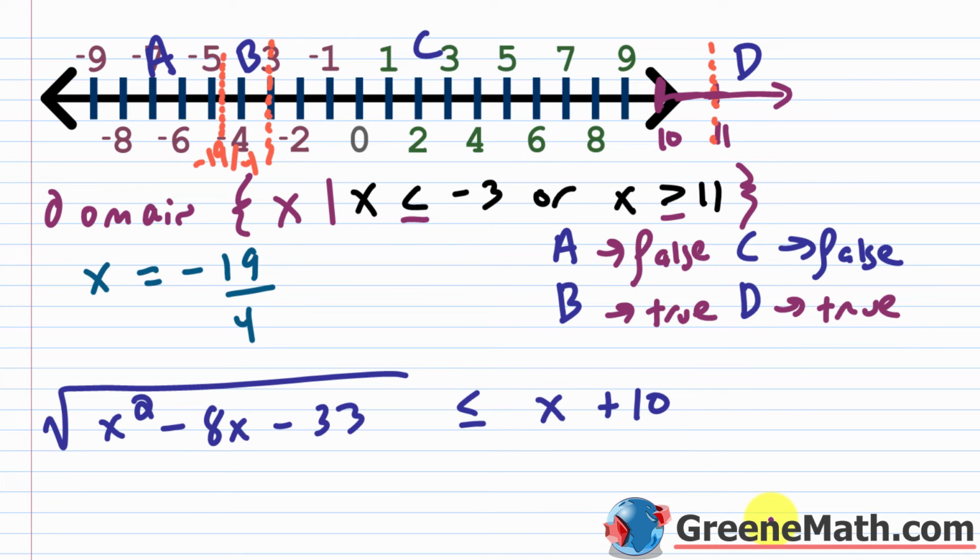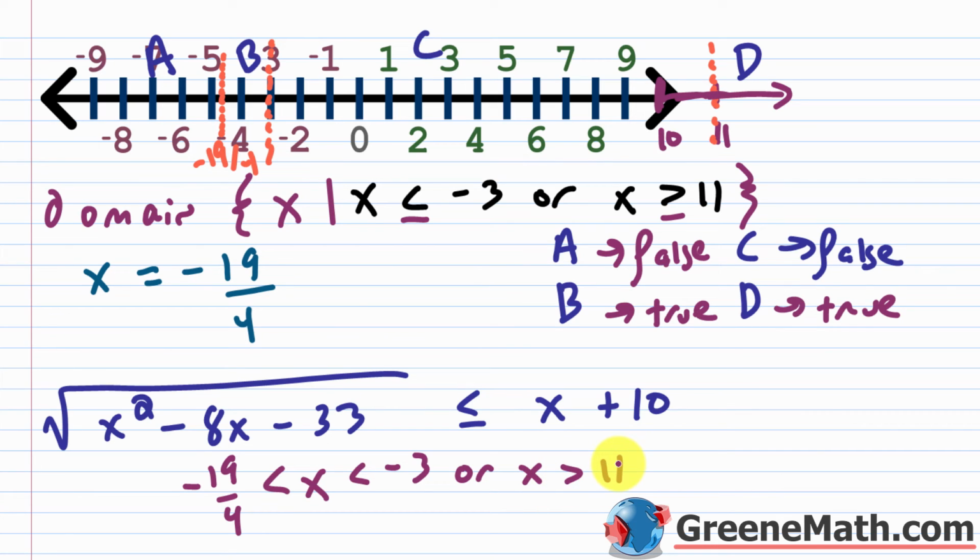Now let's carefully think about our solution. This one's a little bit hard. So basically we want B and we want D. So B is basically where x is greater than negative 19 fourths and less than negative 3. Then we're going to put or here. We want D, so that's x is greater than 11.